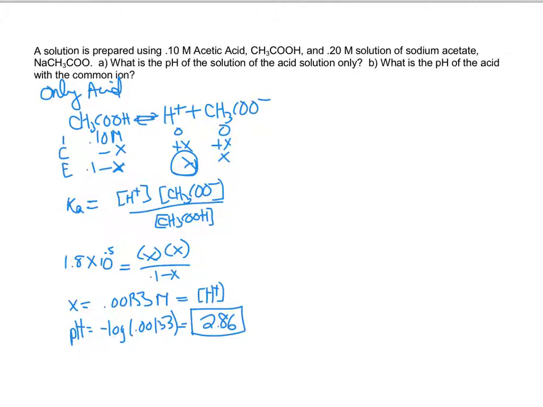Now, let's take a look at what if I have the acid plus the salt, or plus its conjugate base. So what I like to do is I like to write the salt dissociation first before my acid or my base. So I always start with my salt. So like our last chapter, we'd write NaCH3COO. Since that's a soluble salt, that goes 100% into Na plus, and then the acetate ion. And then after that, I would write my acid or base dissociation.